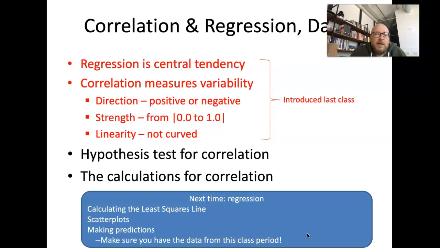So to do that, you want to make sure that you have your data from this class period. You'll want the sums of squares for x and the sums of products as well, because that's part of the calculations for the regression line.